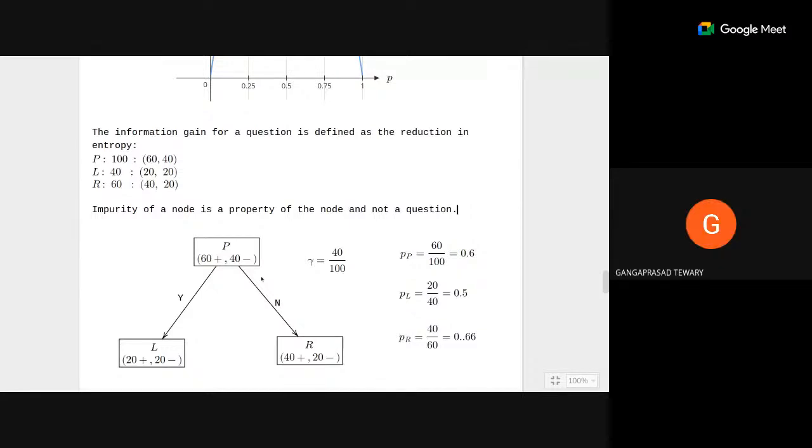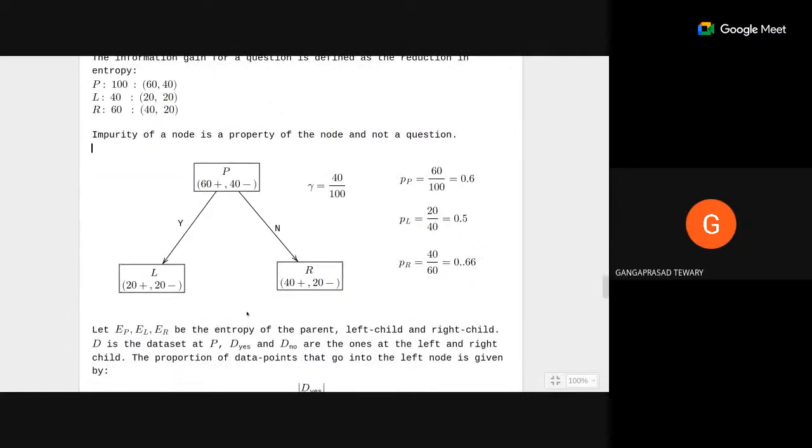Yes, got it. And this gamma, sir, while calculating the information gain, I'm just jumping to gamma now. Do we calculate this gamma with respect to the number of data points at P, or the number of data points segregated among L and R? The number of data points which have gone into R, right? So the gamma has nothing to do with positive, negative. It is only the proportion. So out of 100 data points, 40% fall into the left node, 60% fall into the right node. Correct. So this gamma will help me to calculate the information gain at P because of the question which I asked to segregate my data into L and R, right?